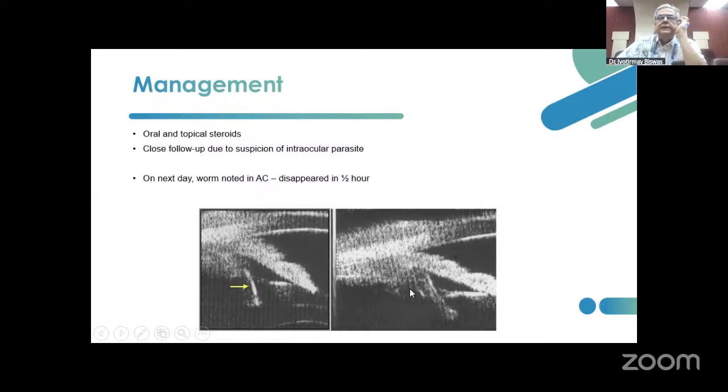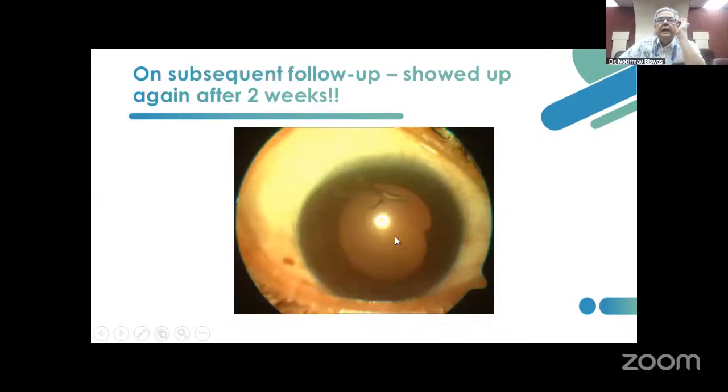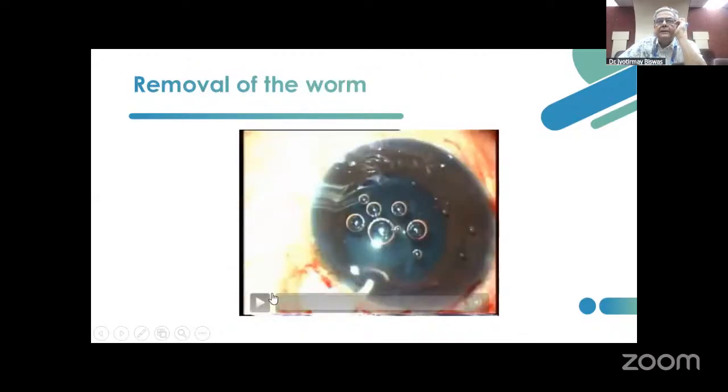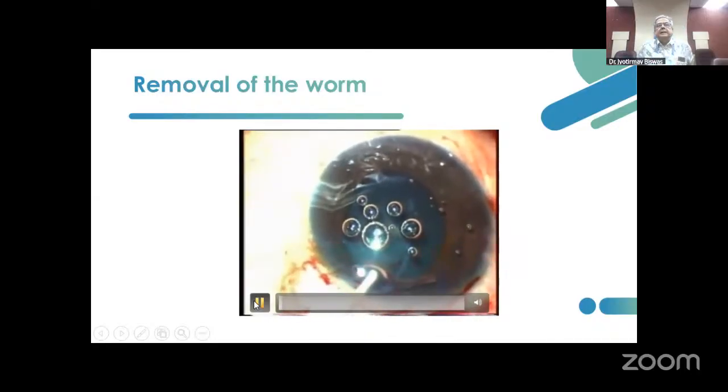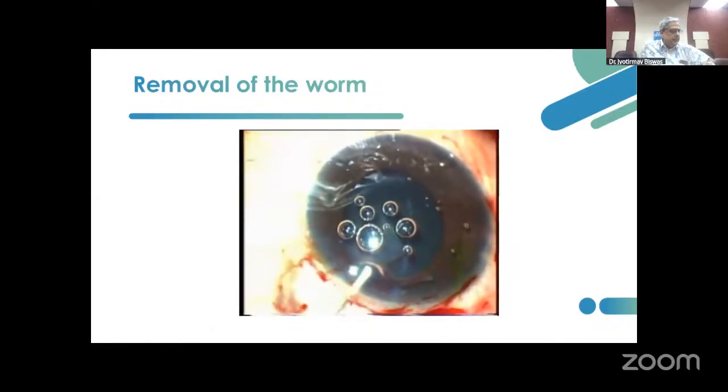And this we published in the American Journal of Ophthalmology. And then 2 weeks after, we got the parasite in the eye again. And this time we didn't take a chance. Immediately we took the patient to the theater and we removed the parasite. How challenging is removal of the worm.